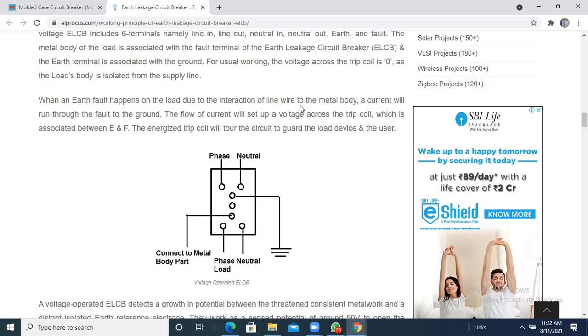See, when an earth fault happens on the load, due to a line wire interacting with the metal body, this should not come in contact. If any phase comes in contact with the metal body, sometimes you might have seen, some wire falls on the fridge, that wire current will flow into the fridge. If you touch that fridge, you will be affected with shock. That is the fault.